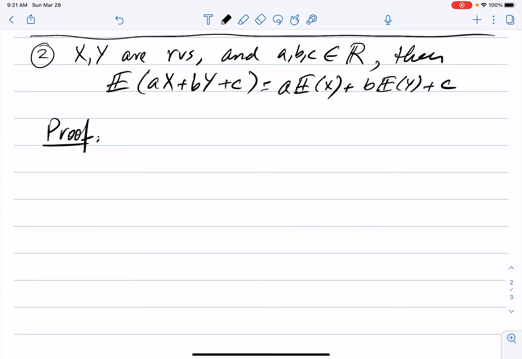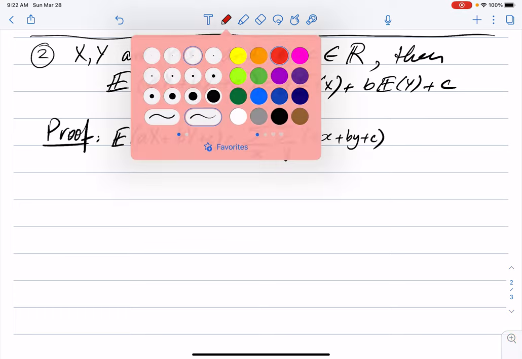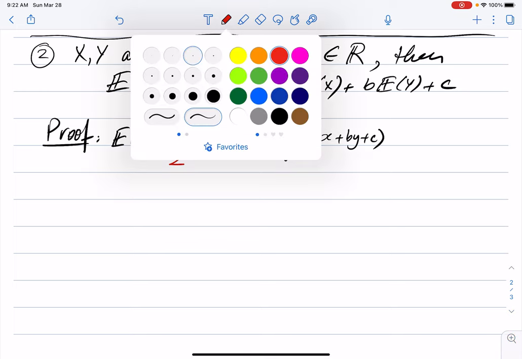And the proof for this is that if I look at the expected value of AX plus BY plus C, now I can sum over, I'm using the second definition here, for example. So we are going to sum over every little x that big X takes and every little y that big Y takes, and this will be the value that X and Y take. This whole thing, AX plus BY plus C, is now a random variable, okay? We can name this Z.